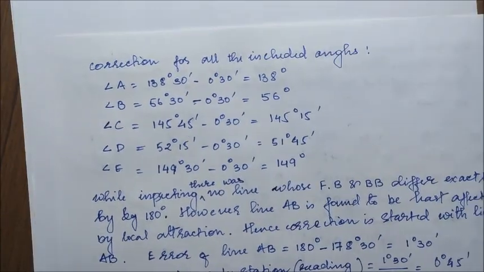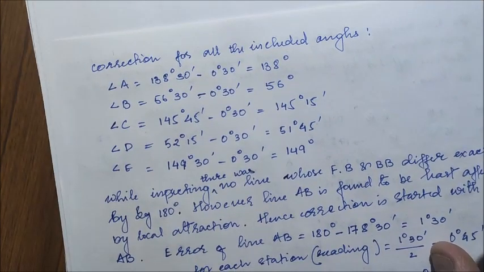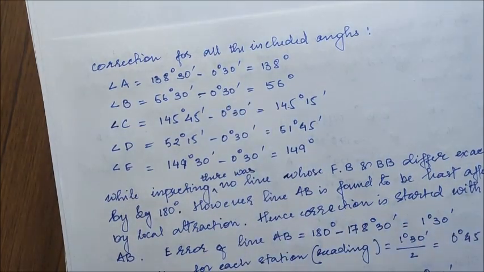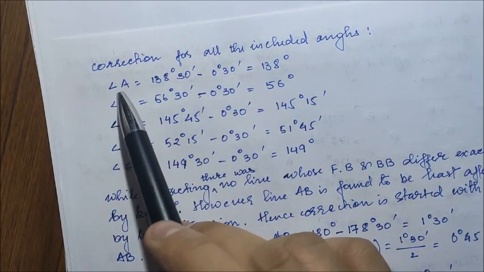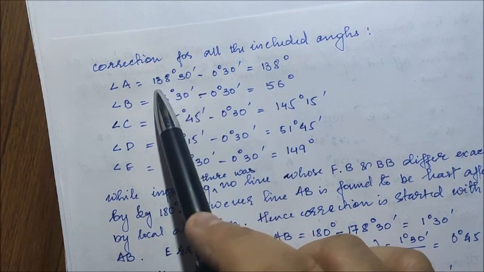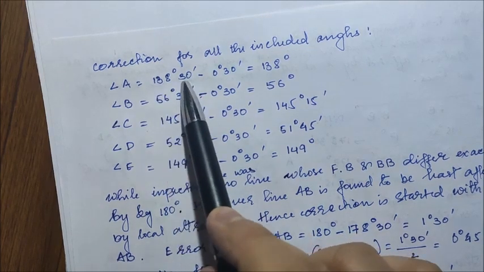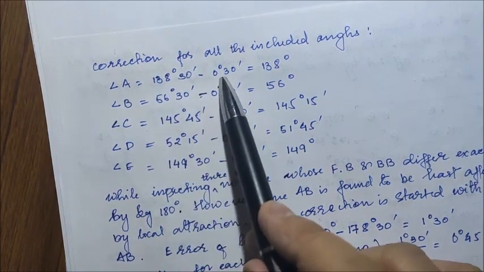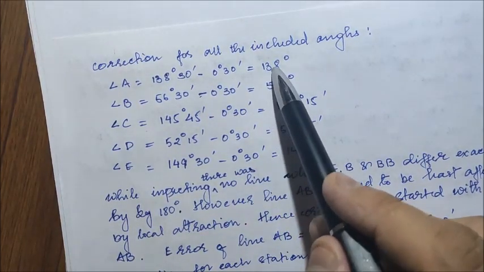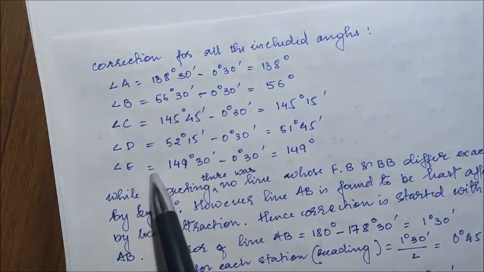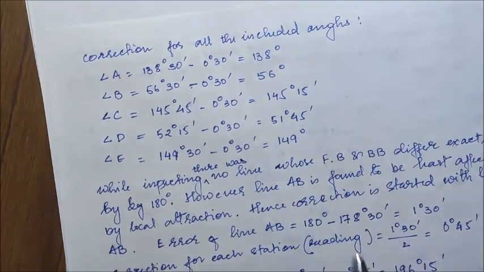Now again, after getting the value of the correction, the amount of error, we will find out the corrected angles of all the included angles. Angle A, 138 degree 30 minutes minus the error or the correction. So it will come up to be this. Likewise, we have calculated all the values of the included angles.